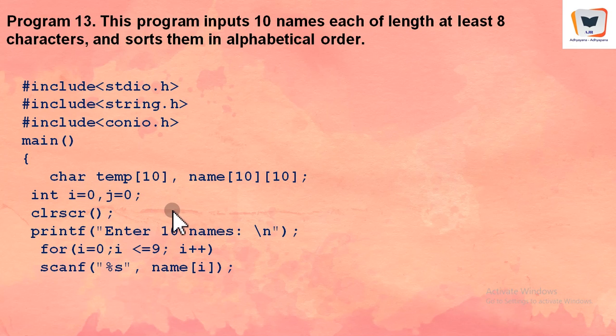holding a string which is alphabetically inferior or alphabetically superior, depending on whether we are arranging the strings in a dictionary fashion or in a reversal fashion. Name[10][10]: this will signify a list of strings, and we can hold 10 strings over here, and each is of length 10.